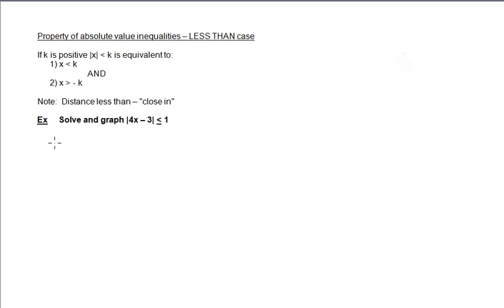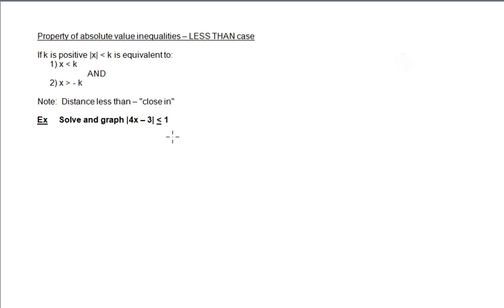We're going to take a look at how to solve an absolute value inequality. The solution of absolute value inequalities is similar to that of solving absolute value equations. And this inequality is a less than or equal to.